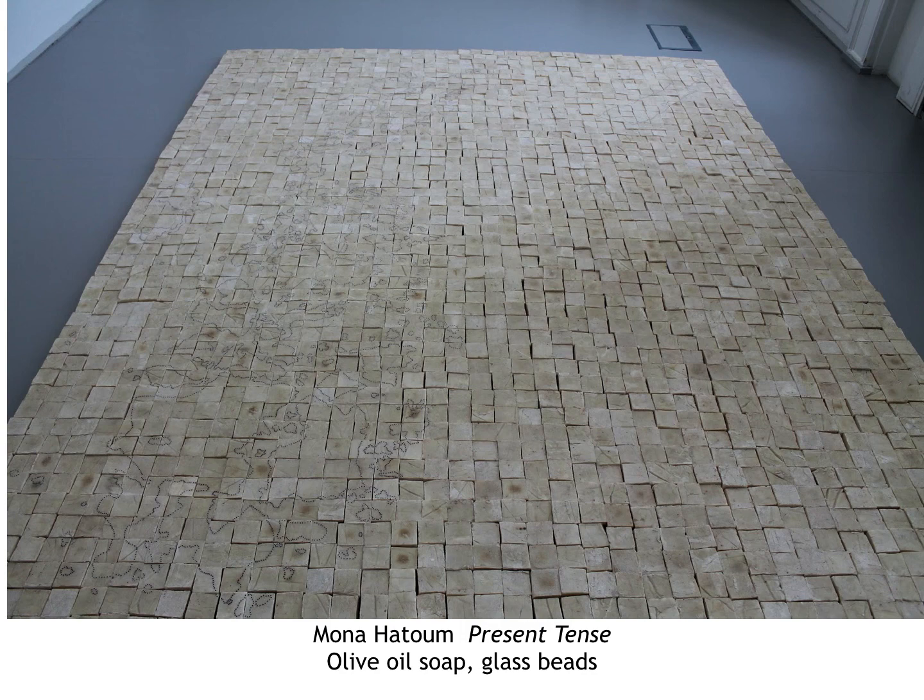I don't have dimensions on this, but I'm guessing, looking at the top of the slide image, that it's probably 10 to 12 feet wide. What you're looking at here are 2,400 blocks of olive oil soap. The olive oil soap have beads that are pressed into them that outline a series of territories.